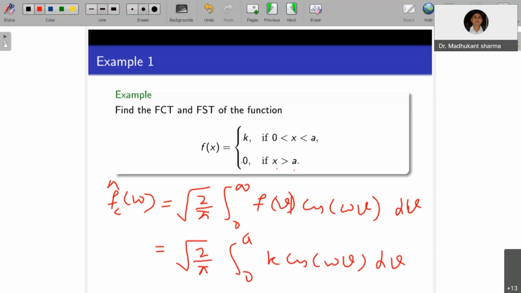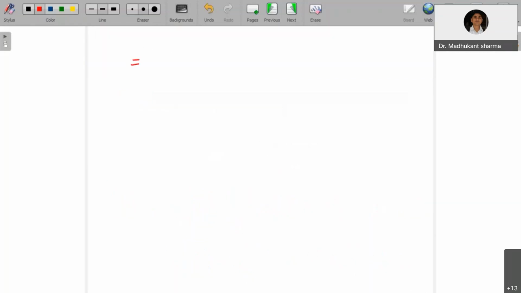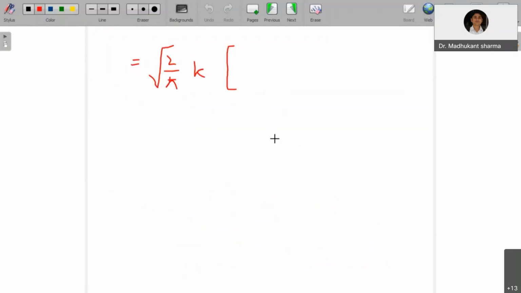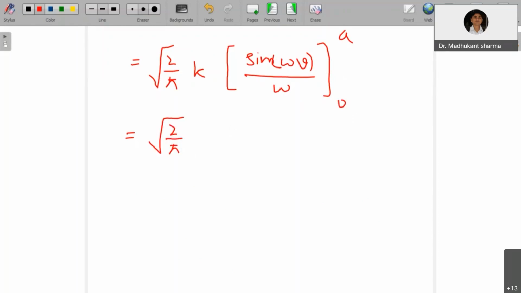Okay, now if you further do that integration, square root of 2 by pi times k, the integration of cos is sine, right? Sine of wv divided by w, from 0 to a. Now you know sine 0 is 0, and you have square root of 2 by pi times k by w times sine of aw. So this will be the Fourier cosine transform.